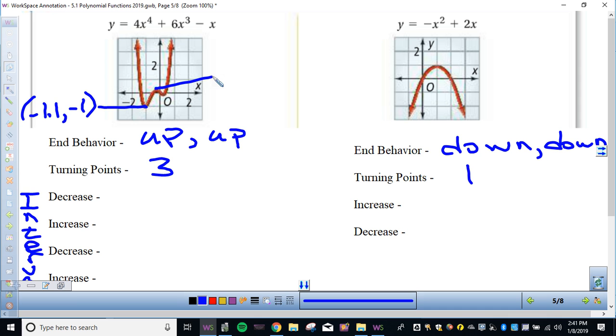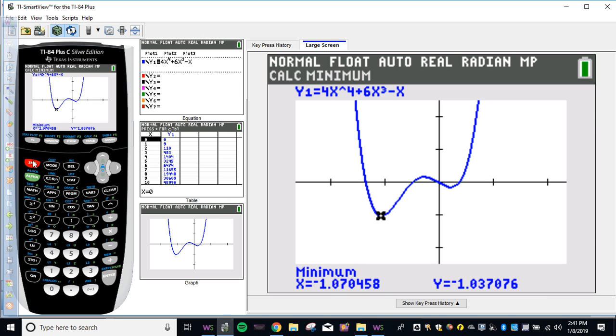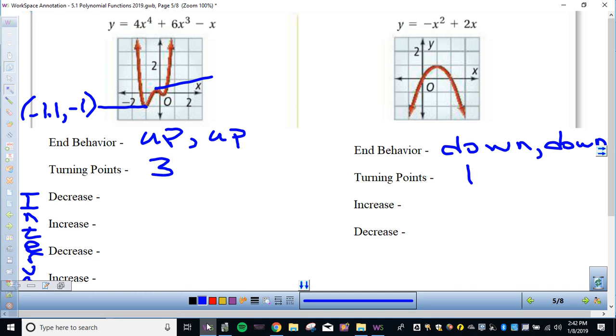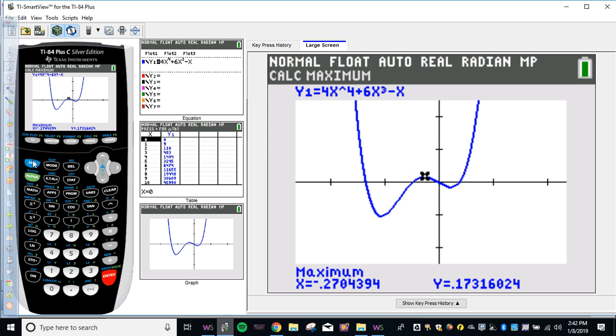Now I'm going to get this maximum. So second trace number 4 for that. And I'm just going to surround that maximum. So I get -0.3 and 0.2. And then we'll do the last min, so second trace number 3.